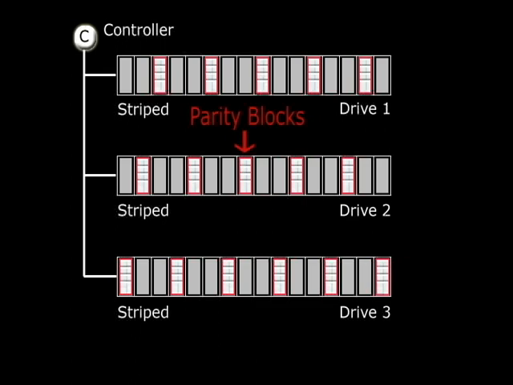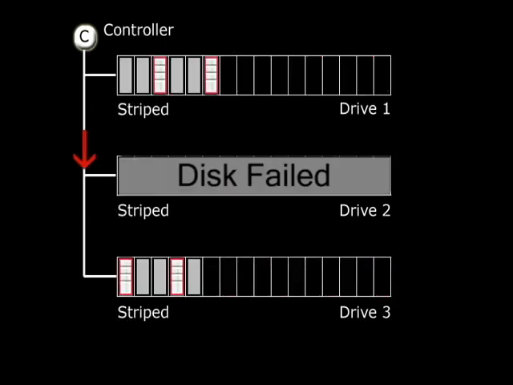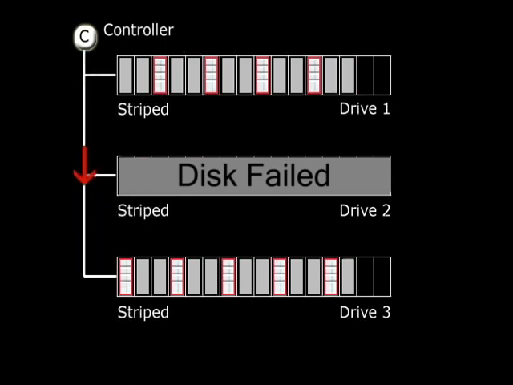Instead of a dedicated parity disk, parity information is spread across all the drives. You need at least 3 disks for a RAID 5 array. A RAID 5 can withstand a single disk failure without losing data or access to data. Although RAID 5 can be achieved in software, a hardware controller is recommended.